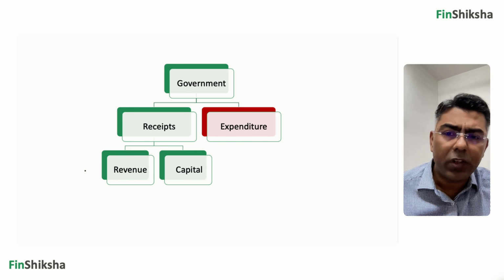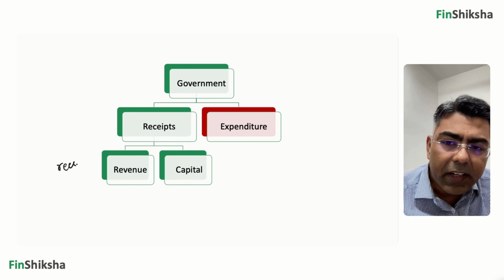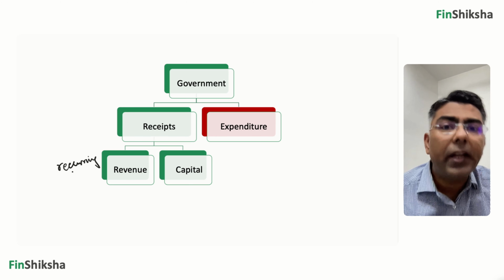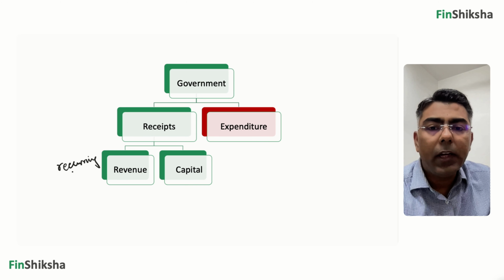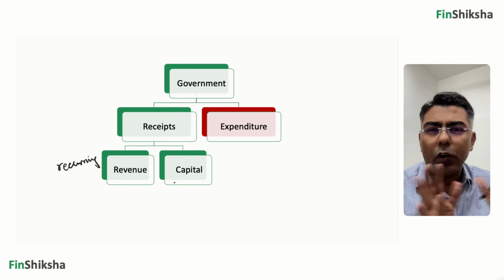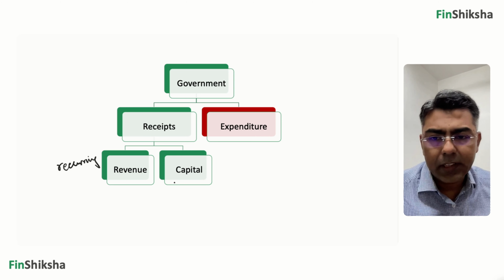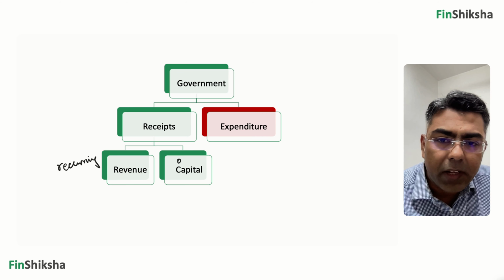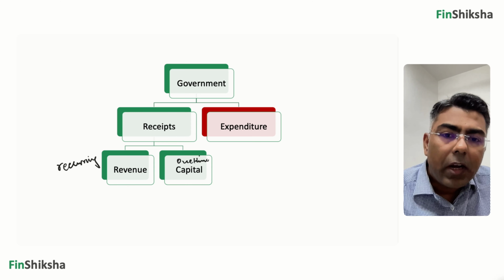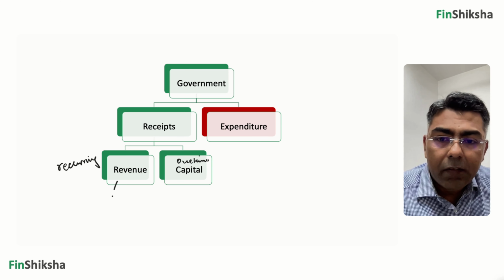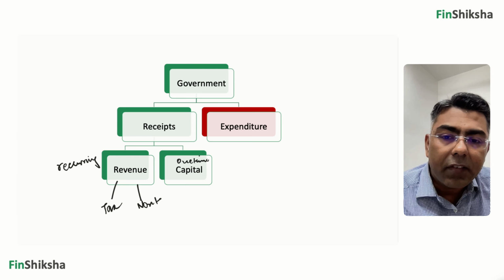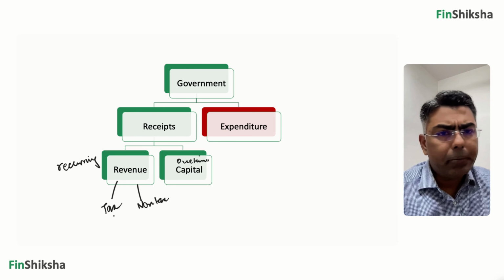You can think of revenue receipts as recurring receipts. They will happen again and again every year, right? Whereas capital receipts, you can kind of think of them as a one-time receipt that is coming in, right? So capital would be, let's say, one time. Now, within revenue, you will have sort of tax and you will have non-tax revenue that comes, correct?